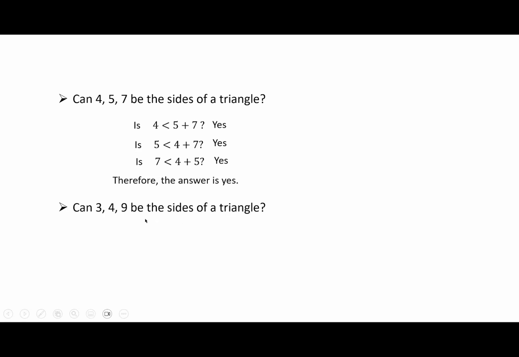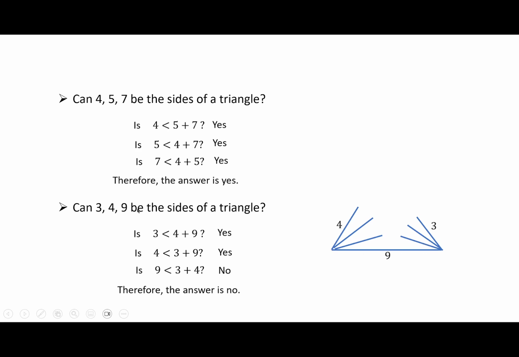Can 3, 4, 9 be the sides of a triangle? Let's check that out. Is 3 less than 4 plus 9? Yes. Is 4 less than 3 plus 9? Yes. Is 9 less than 3 plus 4? No. Therefore, 3, 4, 9 cannot be sides of a triangle. To understand this, if I draw 9 here, a 3 here, and a 4 here, and I try to join these two, you can't join them. See, that's short.